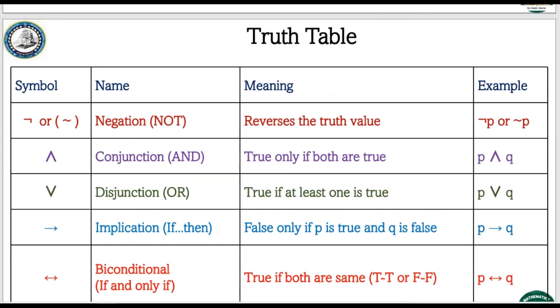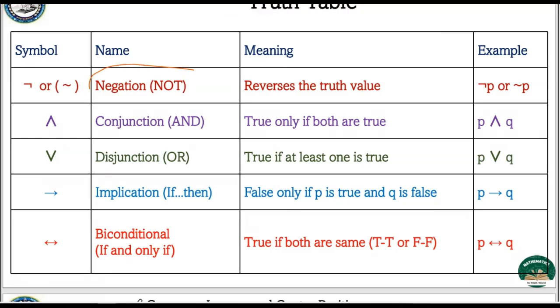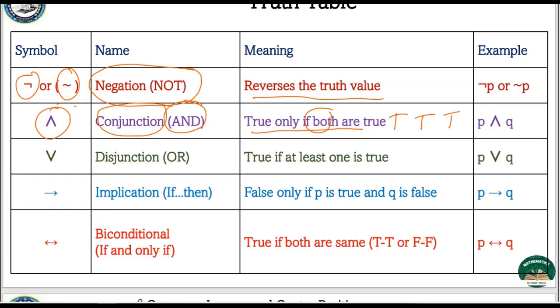So, a quick recall of whatever you have learned here. Negation is nothing but not, and these are the two symbols for negation. We reverse the truth values of the given statement. Then conjunction. Conjunction means and, and the symbol is ∧. It will be true if both values are true, that is T and T. The next one is disjunction. The symbol is ∨ and we use the word or. If both are false, it is false, otherwise it is true.